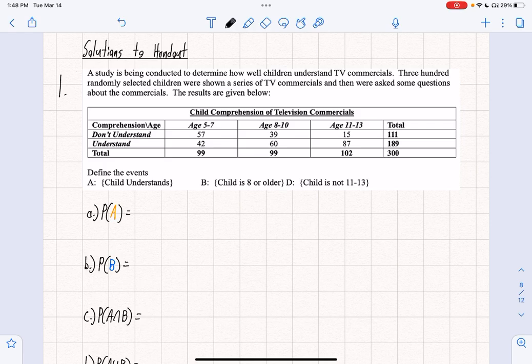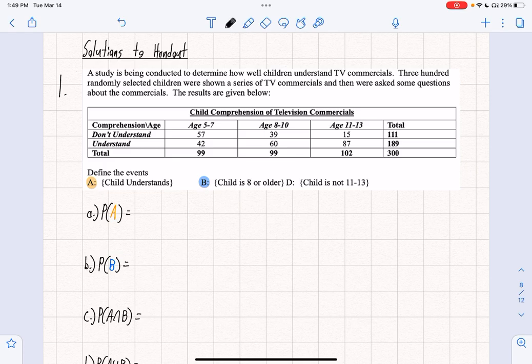Okay, so I'm going to work through this. We have a study that's being conducted to see how well children understand TV commercials. 300 randomly selected children watched a series of TV commercials and were then asked questions about the commercials, basically seeing whether they understood the commercial or not. We've defined a couple events here. Event A is that the child understood the commercial. Event B is that the child is 8 years old or older.